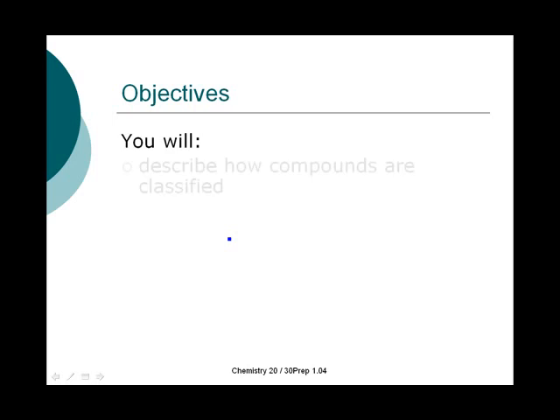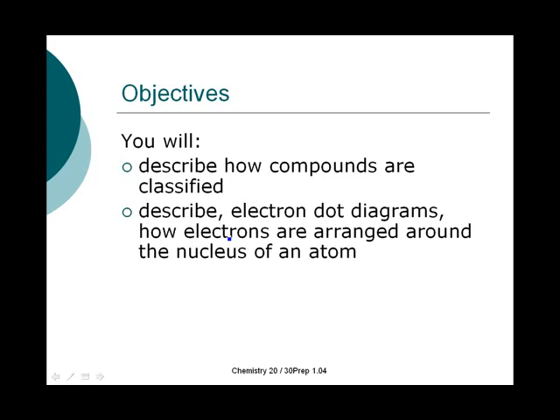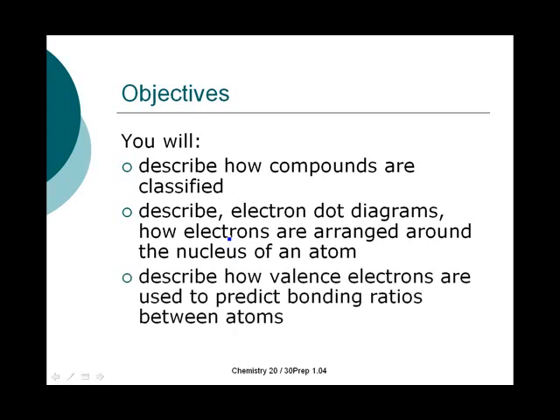So by the end of today's lecture, you'll be able to describe how compounds are classified, describe using electron dot diagrams how electrons are arranged around the nucleus of an atom, and you will be able to describe how valence electrons are used to predict bonding ratios between atoms.